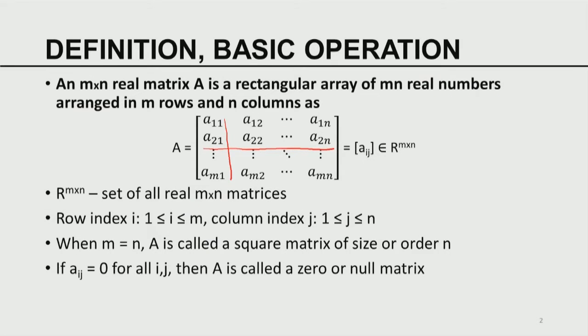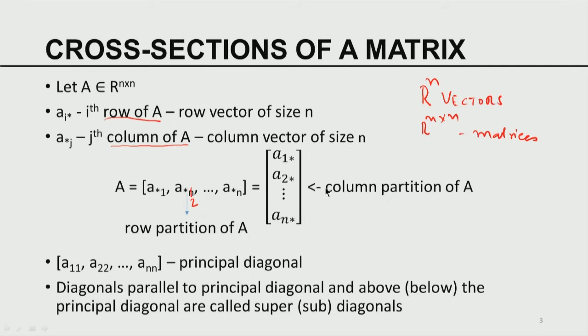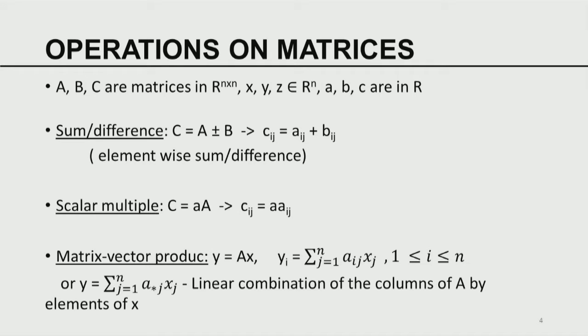Again, going back to the previous slide, the elements that lie along the diagonal are called the diagonal of the matrix. So column, row, diagonal, these are called different cross sections of the matrix. A11, A22, A33 is a vector of size n, the vector that lies along the diagonal. That diagonal is also called the principal diagonal of a matrix. All the diagonals that are parallel to the principal diagonal are called supradiagonals or subdiagonals. Supradiagonals are above the principal diagonal, subdiagonals are below the principal diagonal. These are all nomenclature that one has to remember. These are fundamental to our pursuit of a mathematical treatment of data assimilation.